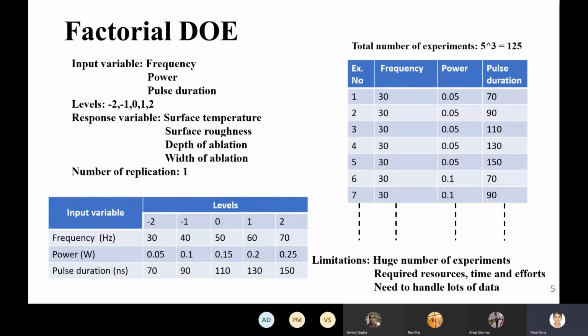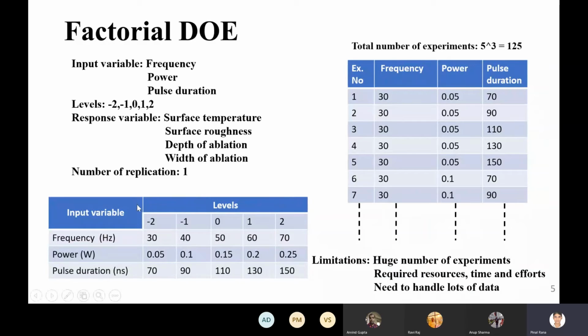And the response variables that we want to measure are the surface temperature, surface roughness, depth of ablation, and width of ablation. And the replication is one. Replication is basically the number of times we repeat the experiment in order to improve the accuracy. So here are the different parameters according to the different levels.